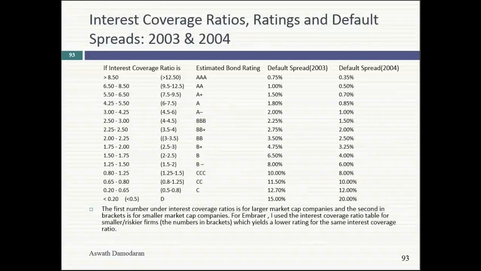So what I'm doing is looking up the interest coverage ratio on that table and looking across for what your rating is. And those were the default spreads. You can see in 2003 and 2004 they were different numbers. So depending on when I'm doing the valuation, I'm going to look up the default spread based on the rating. So it's a 3-step process. Compute the interest coverage ratio, go to the table, look up the rating, use the rating to come up with the default spread. You're done.